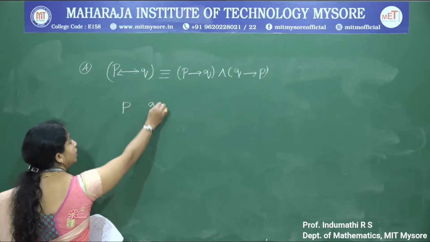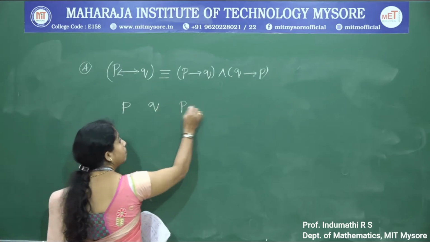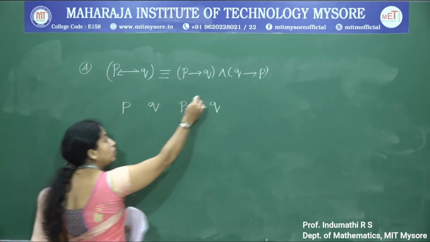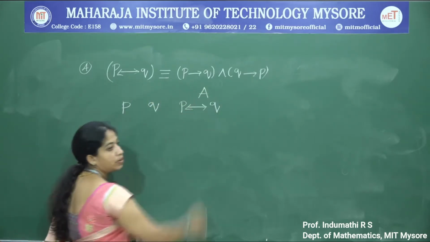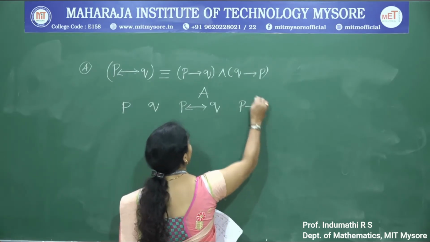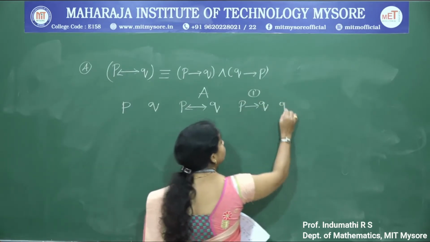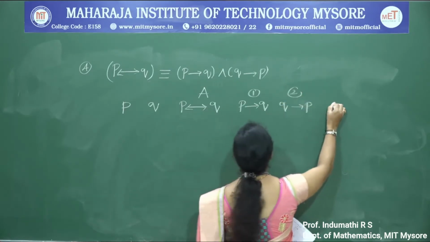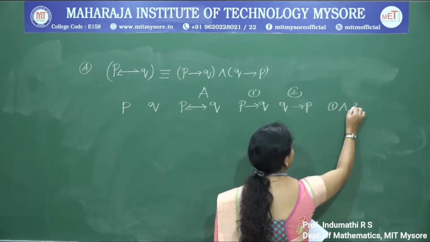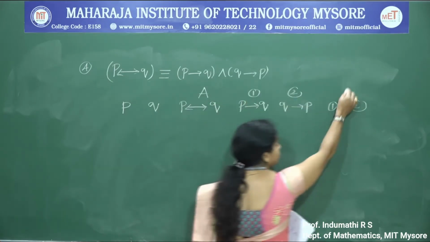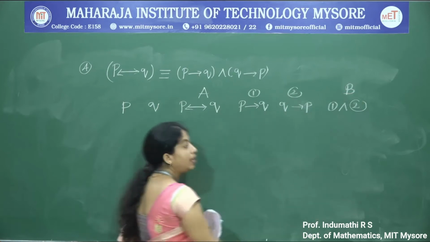Here we need P, Q, the next is P biconditional Q. This is the LHS part. Denote that LHS part by A. The next is, here we need P conditional Q. Denote this by 1. Then Q conditional P. Denote this by 2. Then the conjunction of those 2 compound propositions, that is 1 conjunction 2. This is the RHS part. Denote the RHS part by B.